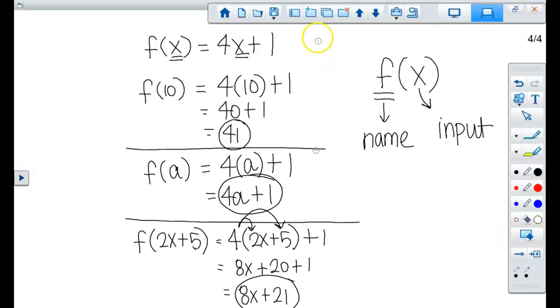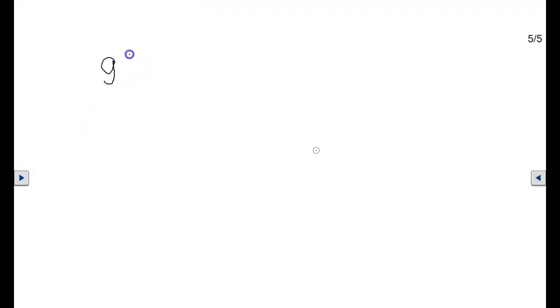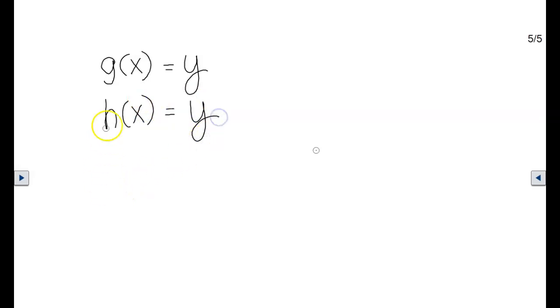Now, I should mention here that while f of x is probably the most common name, you can use other letters. So for example, g of x would also be equal to y. g would be the name for the function, x would be the input. h of x would also be equal to y. So now the function's name is h, this is still the input. p of x would also be equal to y. So p would now be the name for the function, x would still be the input.